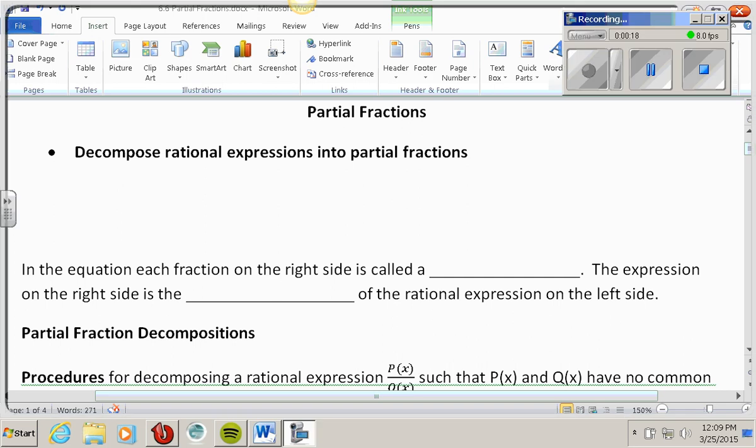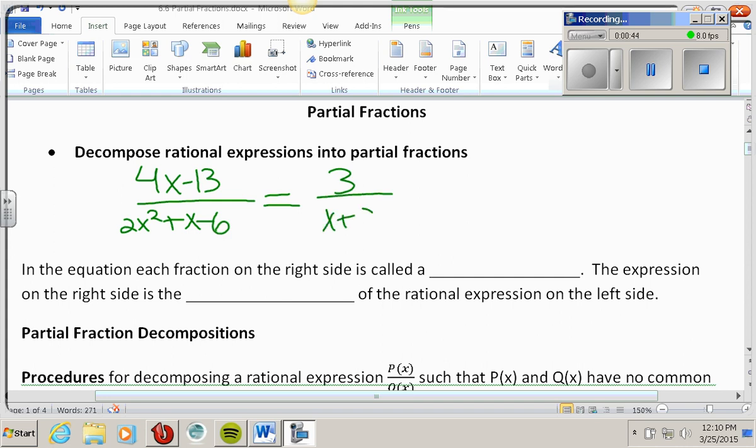So all that means is we will take a fraction that looks something like this. And we would separate that into a sum of two or more simpler rational expressions. So in this case, this is what it would look like, and this lesson is going to show us the steps in order to get from the left side to the right side of this equation.